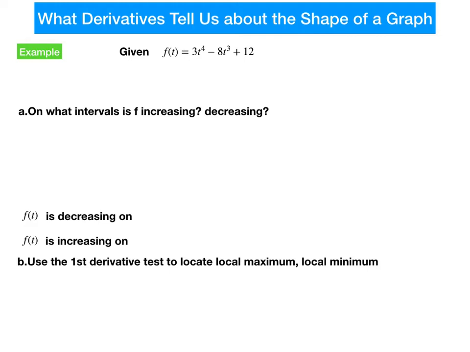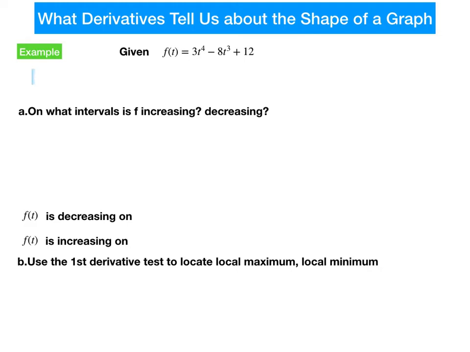Let's start with the function f of t equals 3t to the fourth minus 8t cubed plus 12. Keep in mind that this is a polynomial function, so its domain is all real numbers. Well, the first question is, on what intervals is the function f increasing or decreasing?